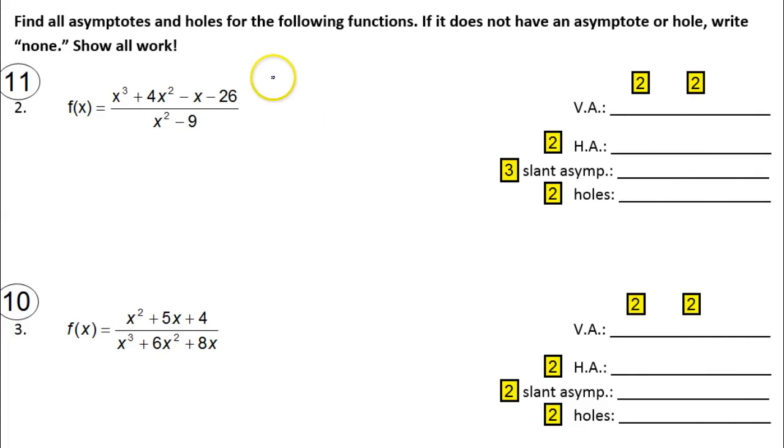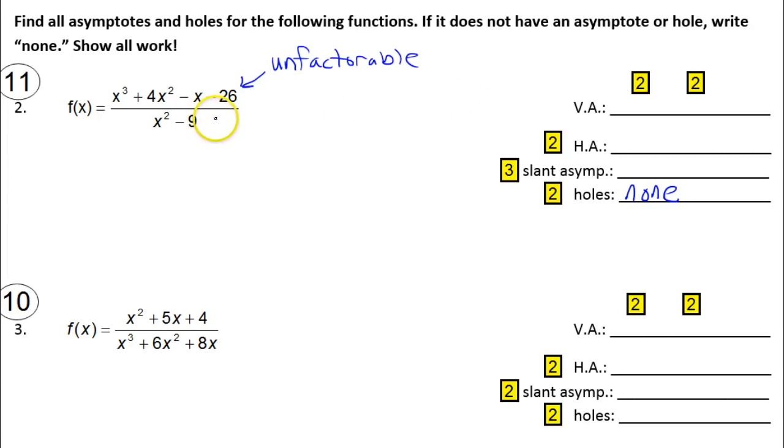All right, I didn't find any zeros, so this numerator is unfactorable. That means that this x squared minus 9 is not going to cancel out anything. So that means there will be no holes. All right, so let's move on.